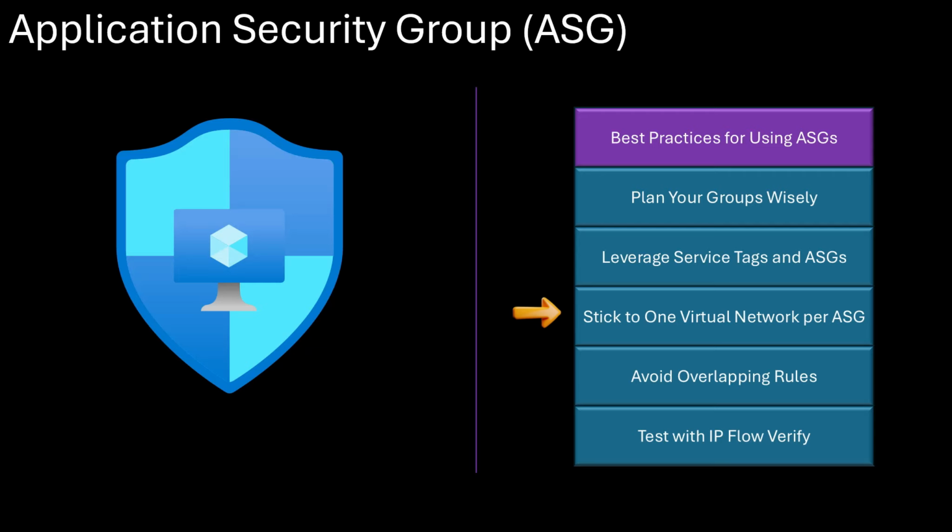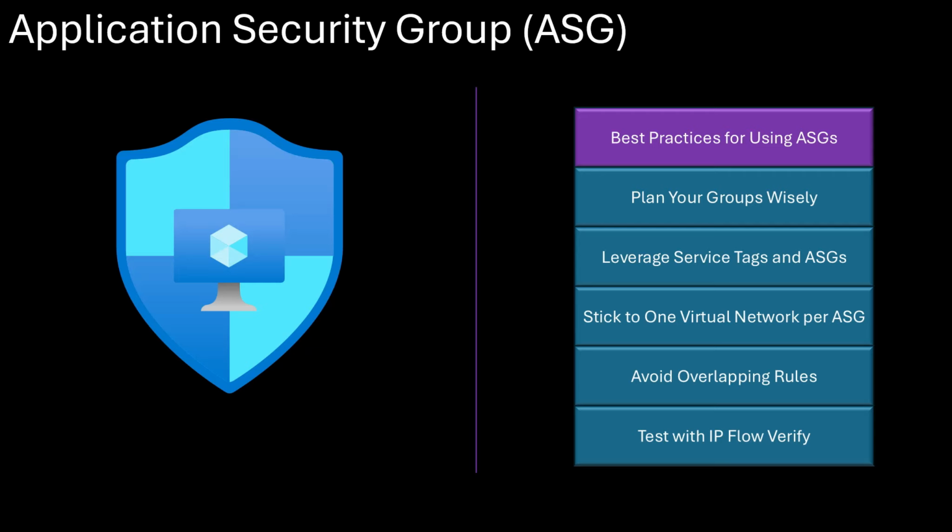You should stick to one virtual network per ASG. All network interfaces in an ASG must exist in the same virtual network. This will ensure clean and conflict-free rule enforcement. You should avoid overlapping rules. Associating ASGs with both subnets and NICs can create rule conflicts, so choose one strategy for simplicity. And lastly, you should test with IP Flow Verify. Use Azure's IP Flow Verify tool to check if your rules are allowing or blocking traffic as expected. This is great for troubleshooting misconfigured ASGs or NSGs.